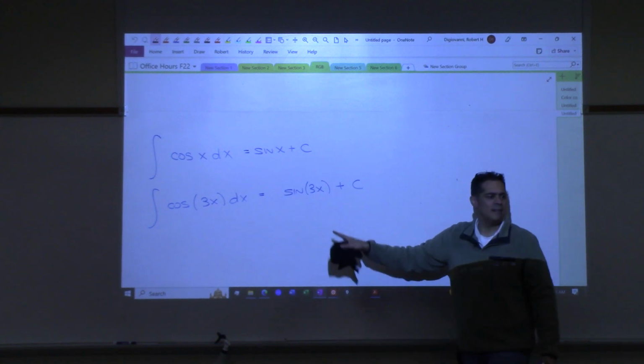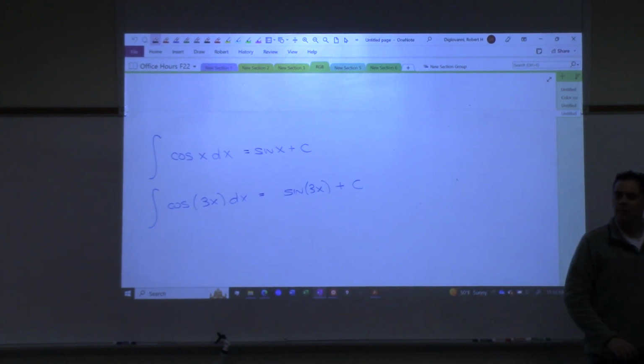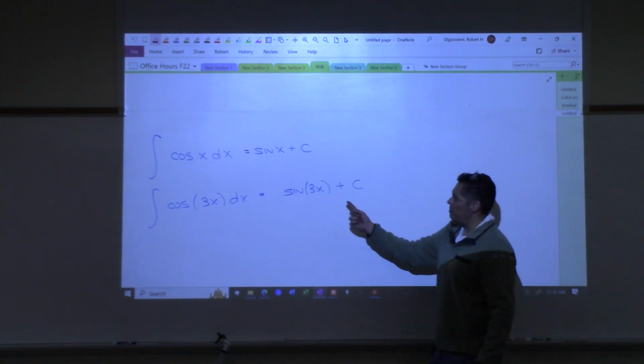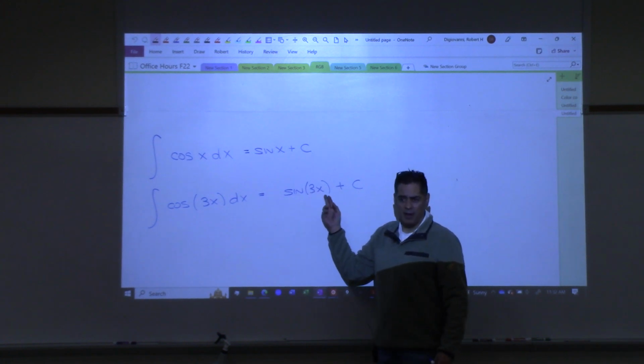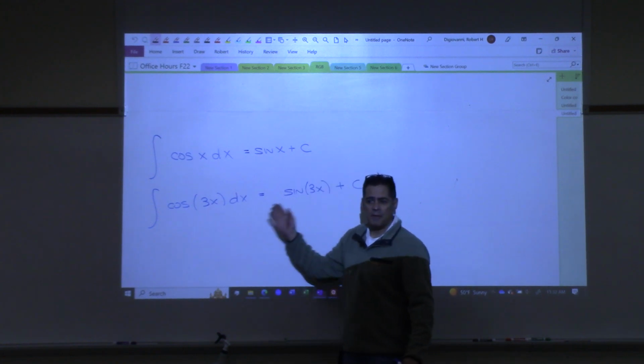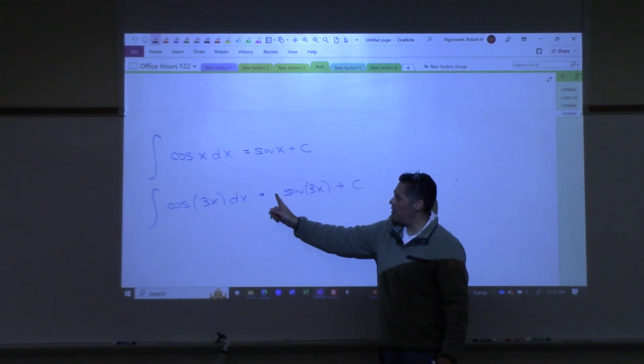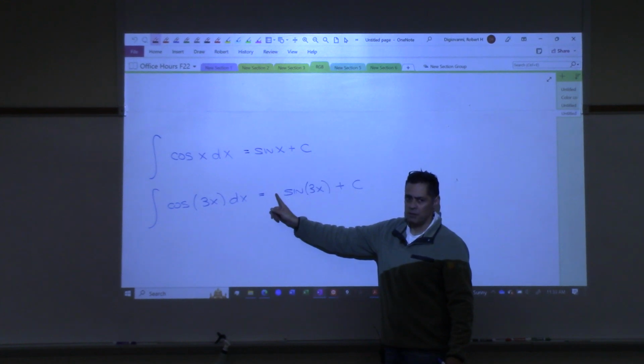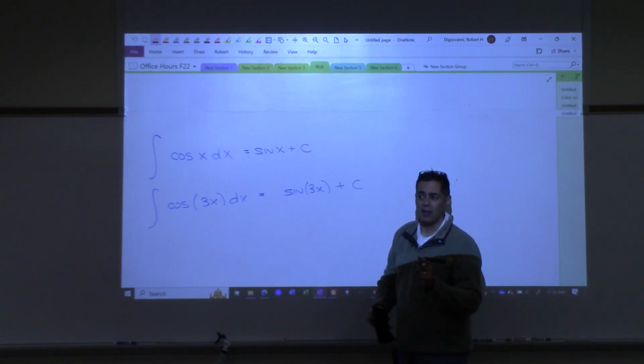Why does that not work? Because of chain rule. If you take the derivative of this, you get cosine of 3x, right? But then times 3. And we don't have a 3 here, do we? So in order for this to work, what would you have to put out front here? 1/3. Right? You'd have to scale it.